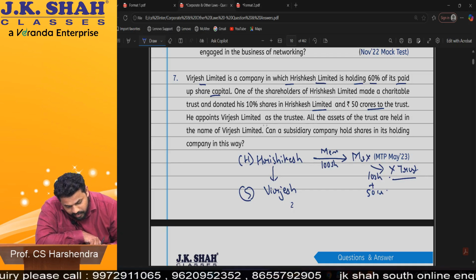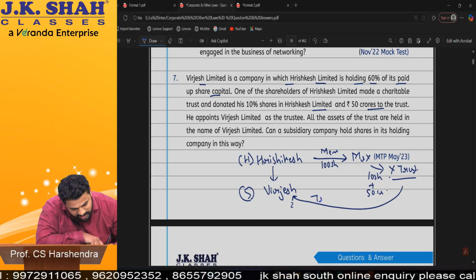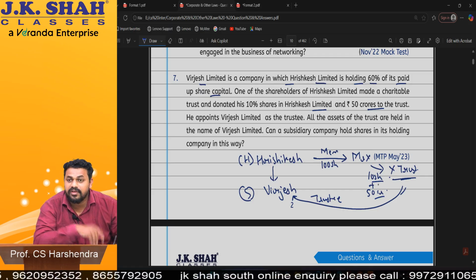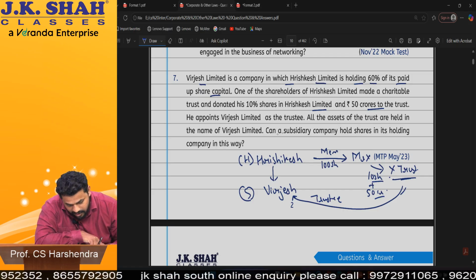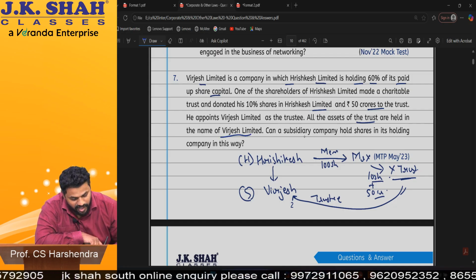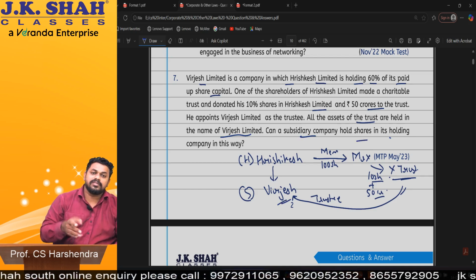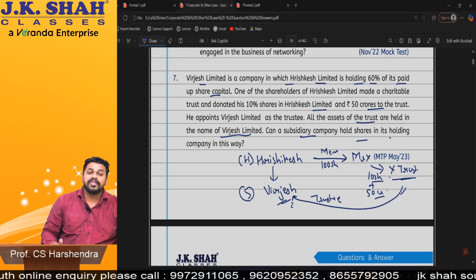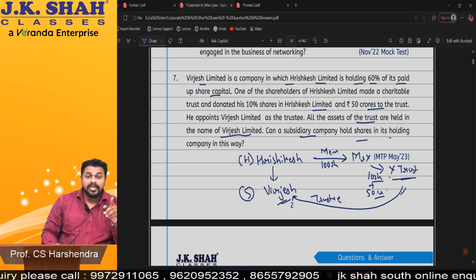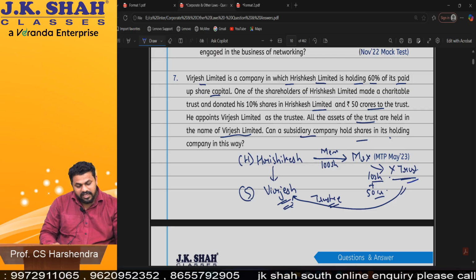Now he appoints Vrijesh Limited as trustee. Now Vrijesh Limited is the trustee of X Trust. So who is holding these 10 shares and 50 crore? Vrijesh Limited. All the assets of the trust are held in the name of Vrijesh Limited. Can subsidiary company Vrijesh Limited hold shares in its holding company in this way? Yes. As per which exemption? Section 19, second exemption. The subsidiary company can hold shares of its holding company as a trustee for the beneficiary. So Vrijesh Limited is the trustee and the beneficiary is X Trust.